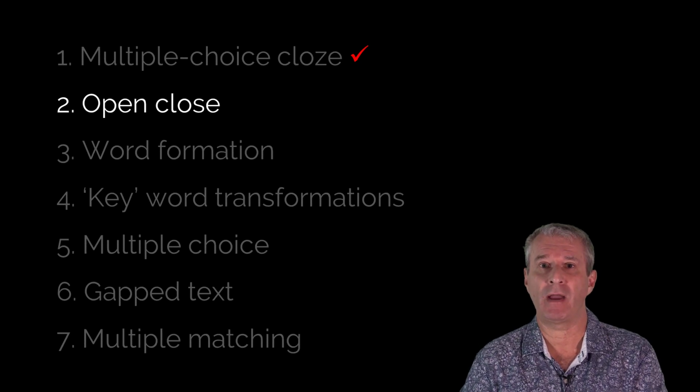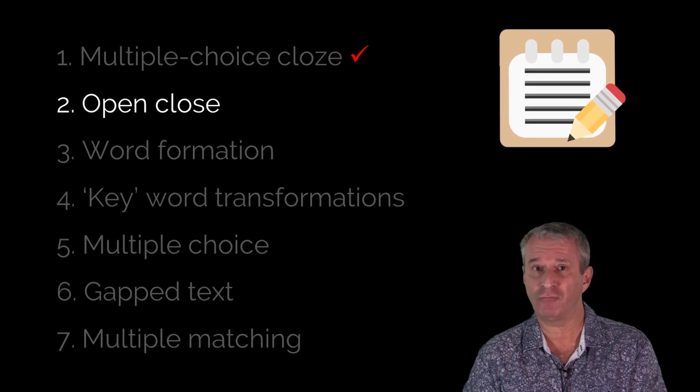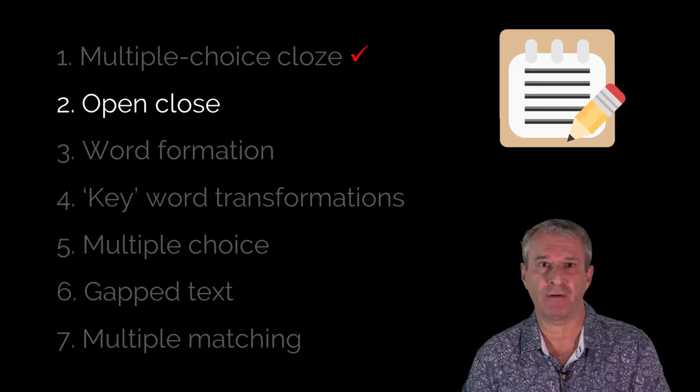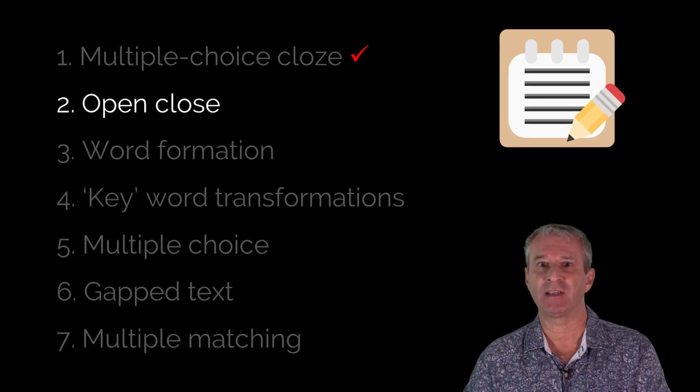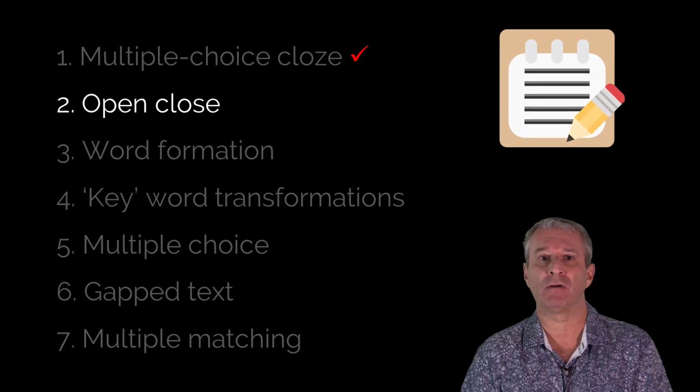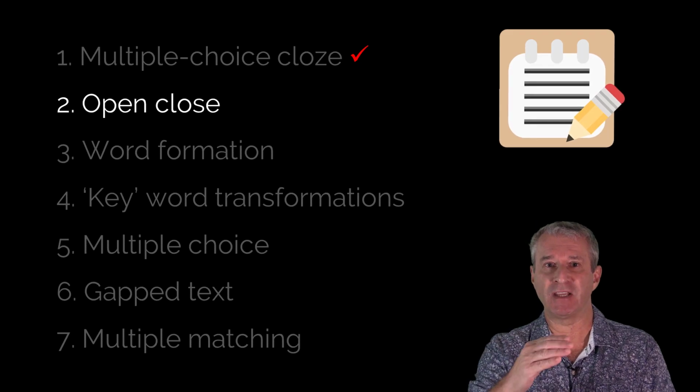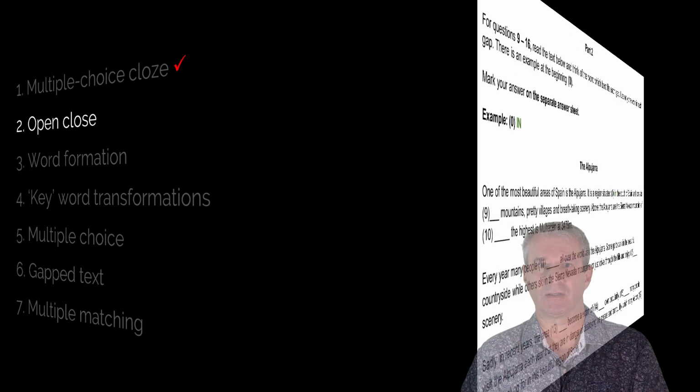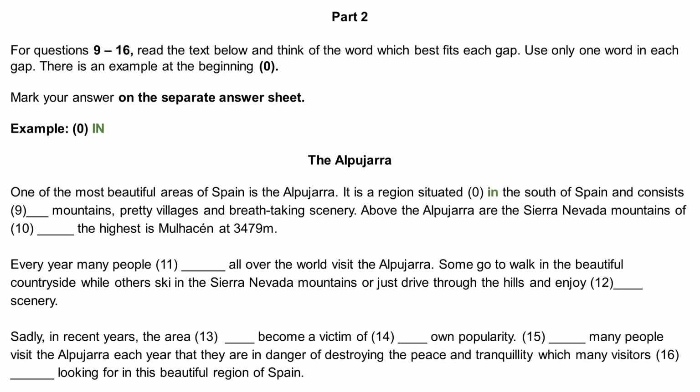Please make sure you have your notebook and pen ready, or open a text file on your computer or device so that you can make notes of any new vocabulary as we work through this lesson. So part 2 is a text with 8 gaps, and it looks like this. This particular text is about one of my favorite parts of Spain, the Alpujarra in Andalusia.